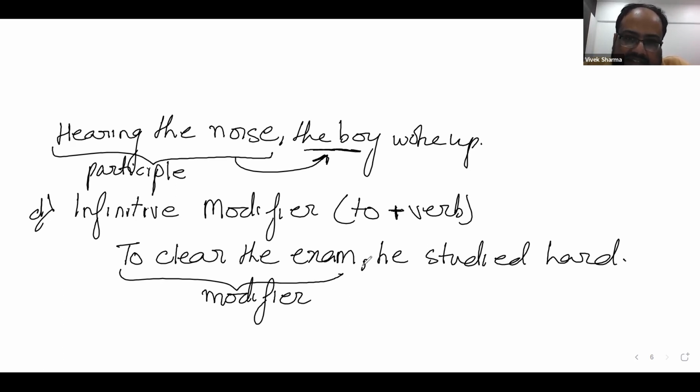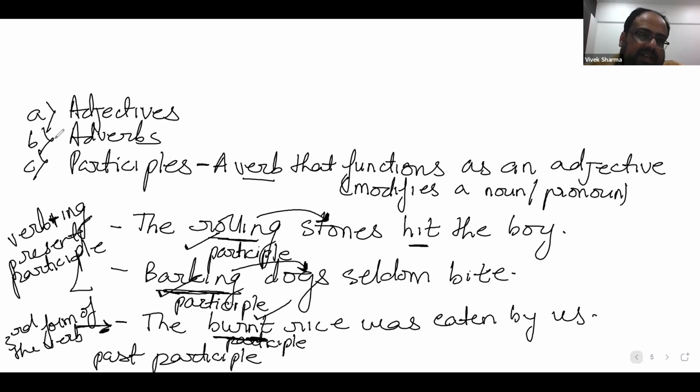So we have discussed the concept of adjectives, adverbs, participles, and to a certain extent, infinitive modifiers also. But the ones that you will come across most often will be the first three: adjectives, adverbs, and participles. These are the three most important kinds of modifiers. And as I said, they can have a single word or multiple words.